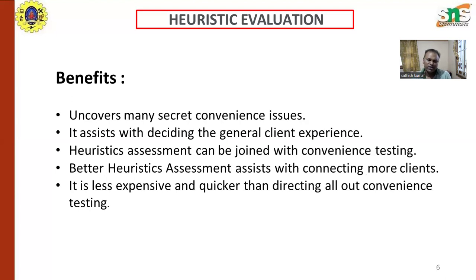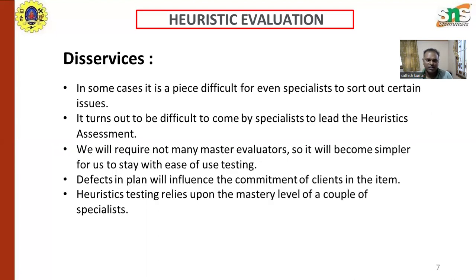So here are the pros and cons of heuristic evaluation. The pros: it can help highlight potential usability issues early in the design process. It is a fast and inexpensive tool compared with other methods involving real users. The cons of heuristic evaluations: in some cases it is difficult even for specialists to sort out certain issues. It turns out to be difficult to find specialists to conduct heuristic assessments. If we have only a few expert evaluators, it becomes easier to stay with ease-of-use testing. Defects in design will affect user engagement. Heuristic testing relies upon the expertise level of the few specialists.